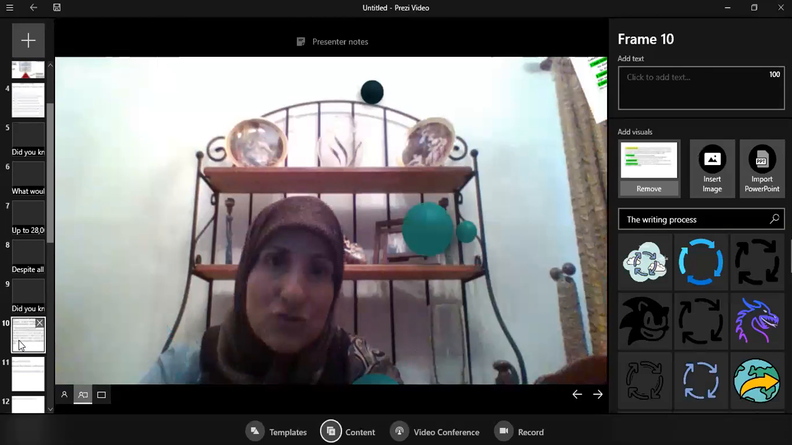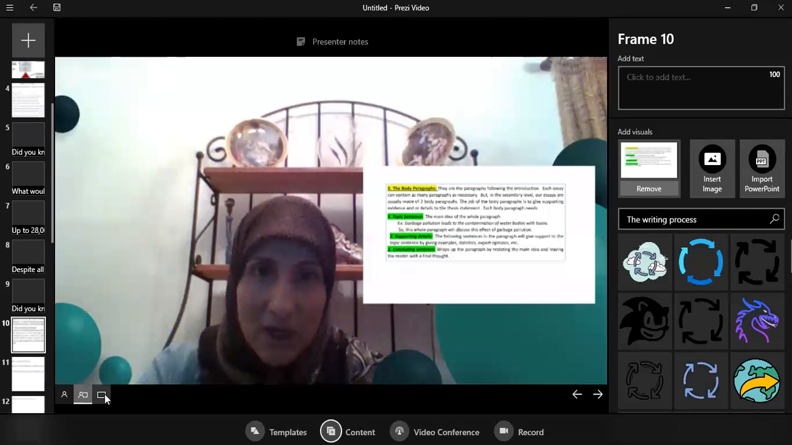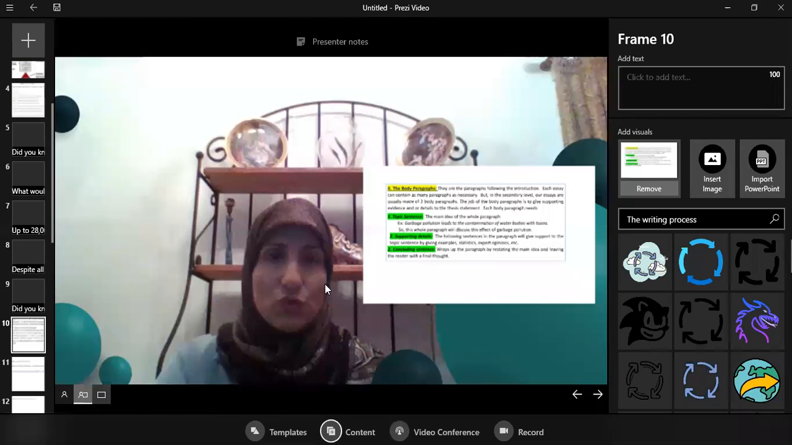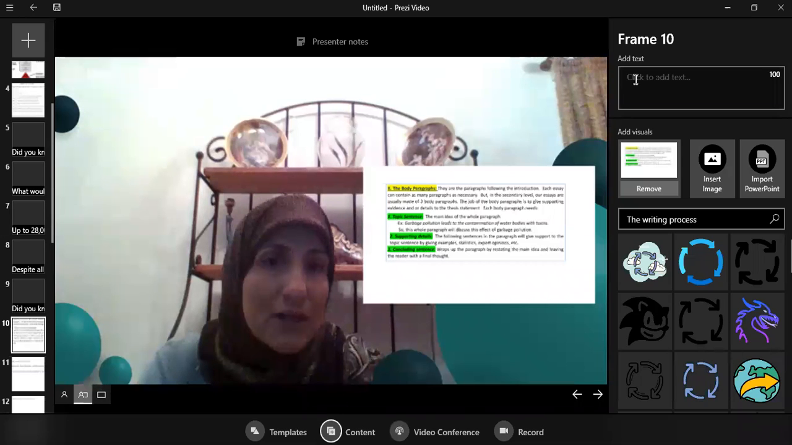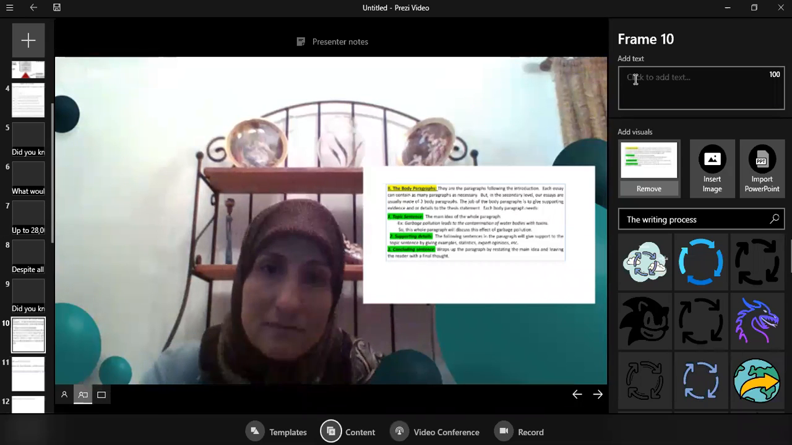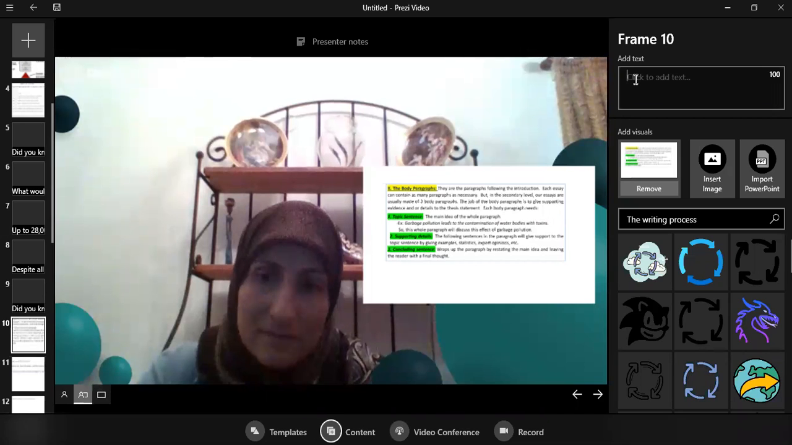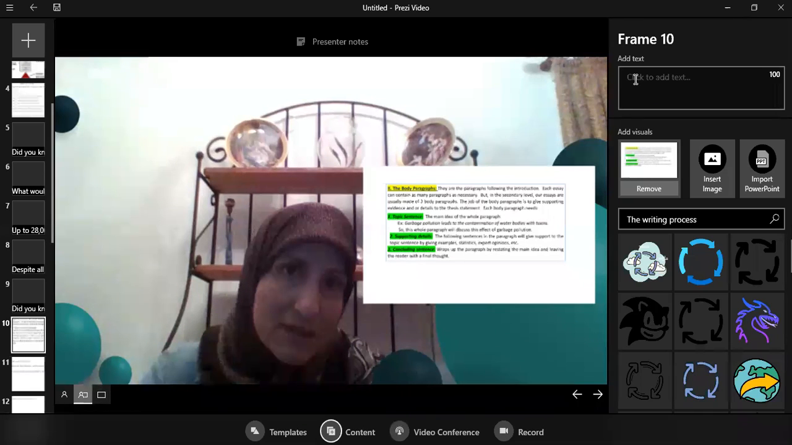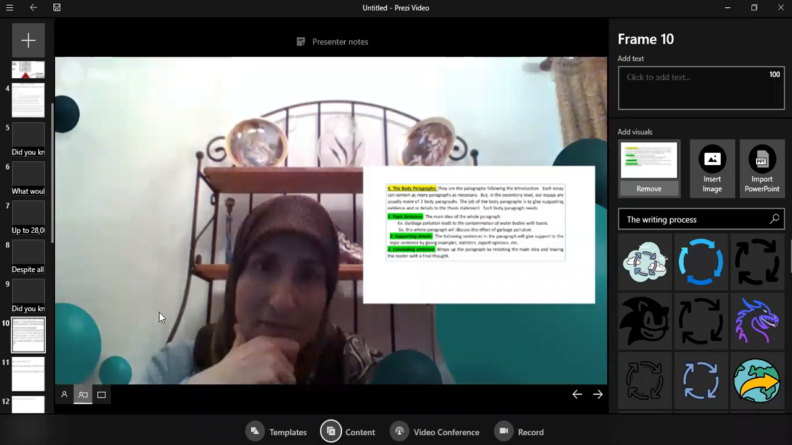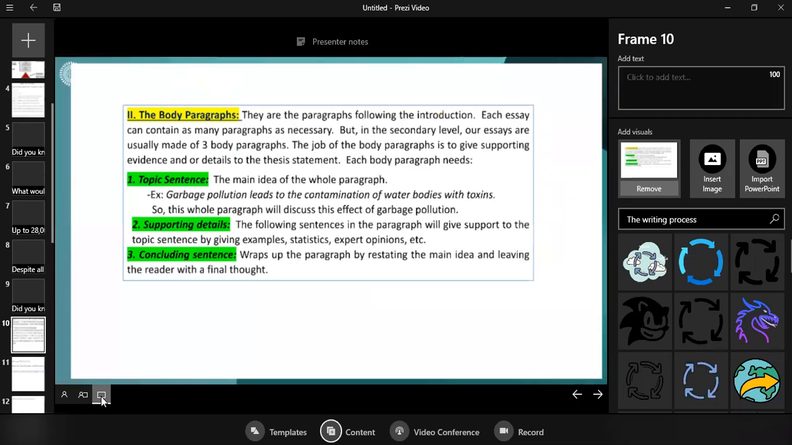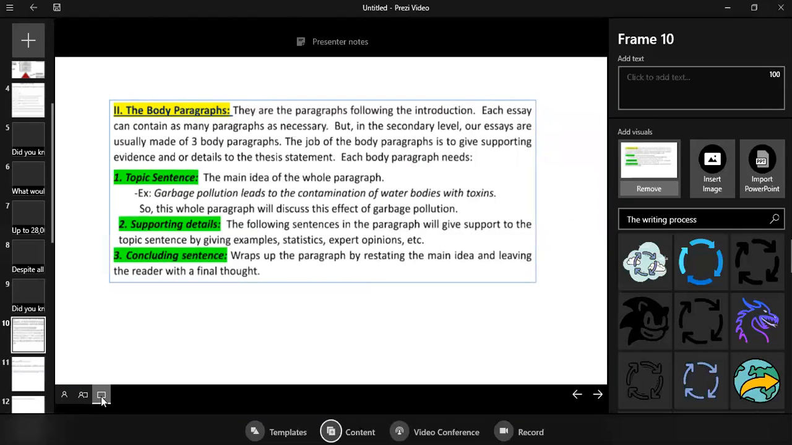Now, the second part of my essay will be the body paragraphs. What must the body paragraphs include? Rama? Okay, any volunteers? A topic sentence, supporting details, concluding sentence. Great, great. This is how it's divided. So what's the job of body paragraphs? Yes, Muhammad. What's the job of a body paragraph? It's going to do what?